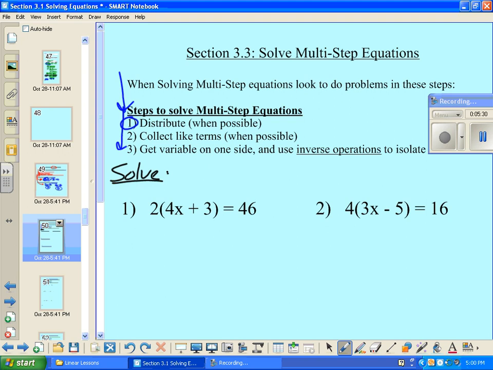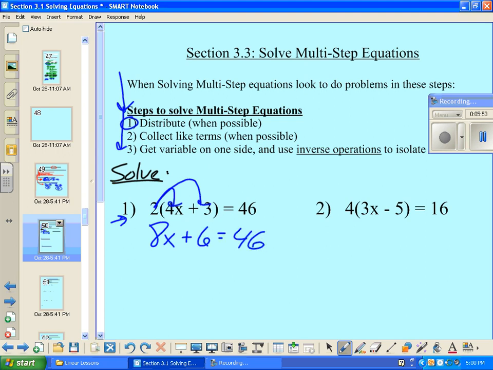First I'm going to distribute. So as I look at problem number 1 here, do I need to distribute in this problem? I would say to myself, yes, I do. So right here, 2 times each of these things that are in parentheses, 2 times 4x and 2 times 3. 2 times 4x gives me 8x. 2 times 3 gives me 6.